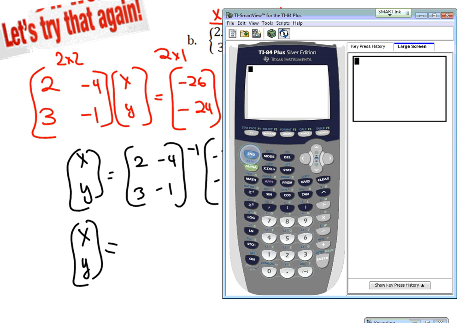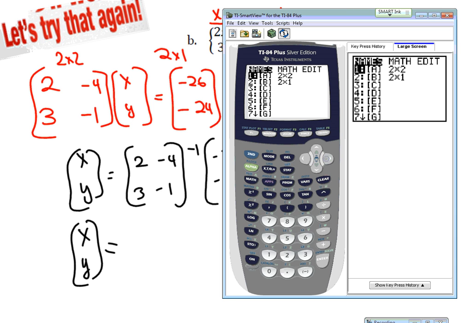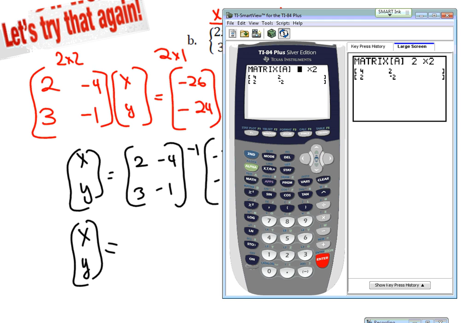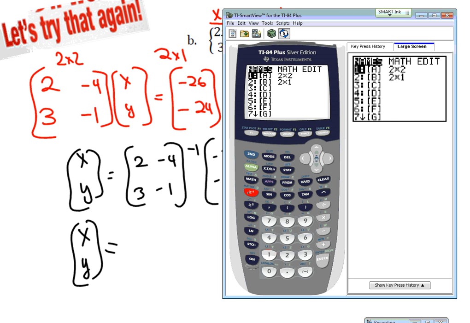So now if I go to second matrix, go over to edit. Okay, it's still got the one from the previous problem. That's fine. I still want a 2 by 2 matrix. Now I put in my new number, so 2, negative 4, 3, negative 1. So then I'm going to put in my other matrix.